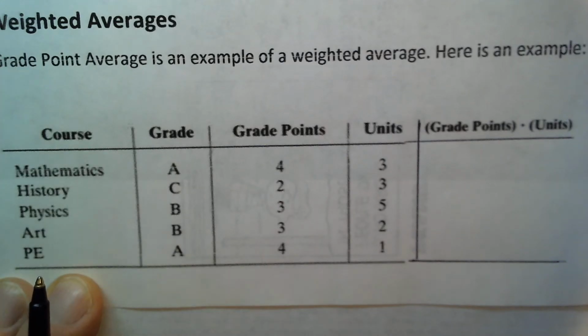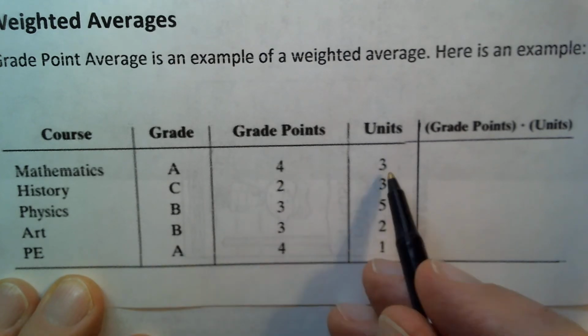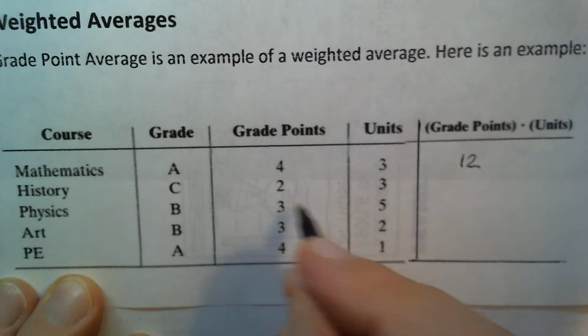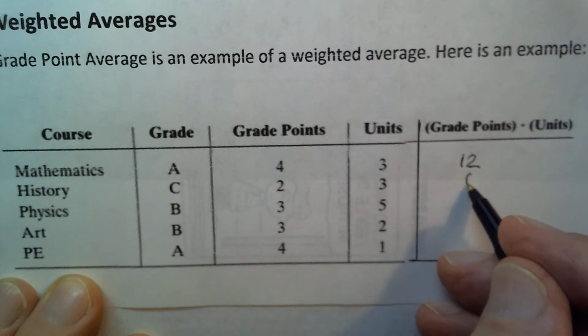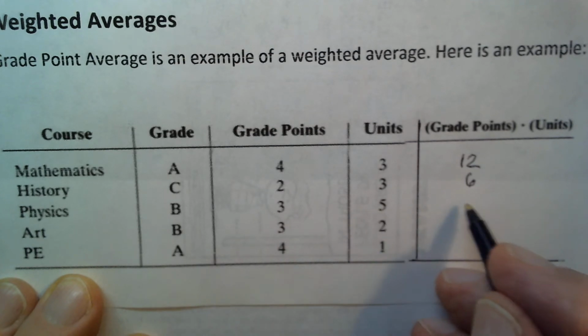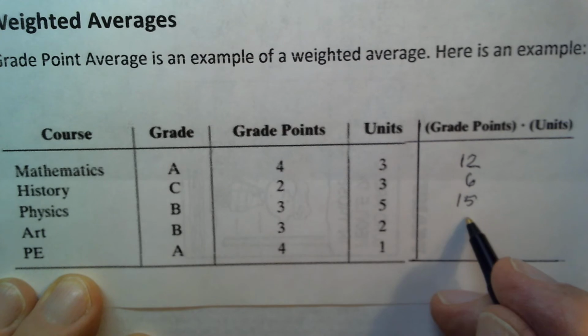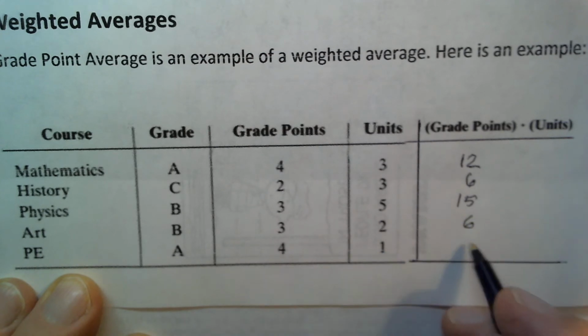The first thing we do is multiply the grade points times the number of units. So 4 times 3 equals 12. And 2 times 3 is 6. And 3 times 5 is 15. And 3 times 2 is 6. And 4 times 1 is 4.